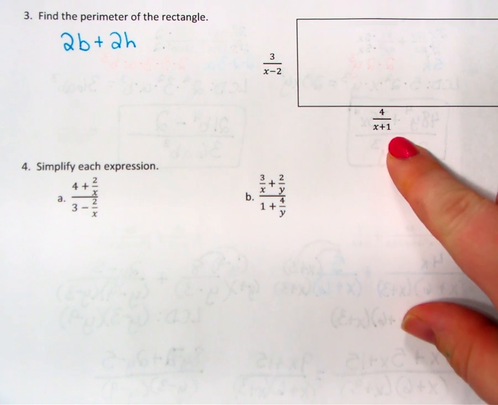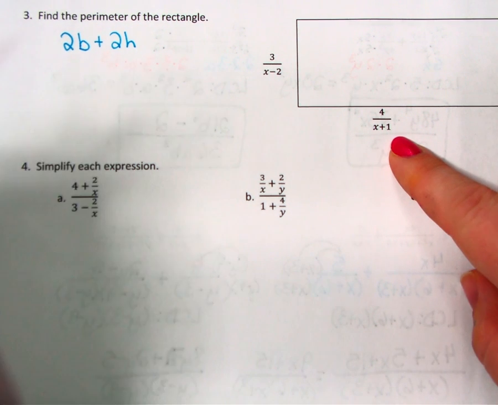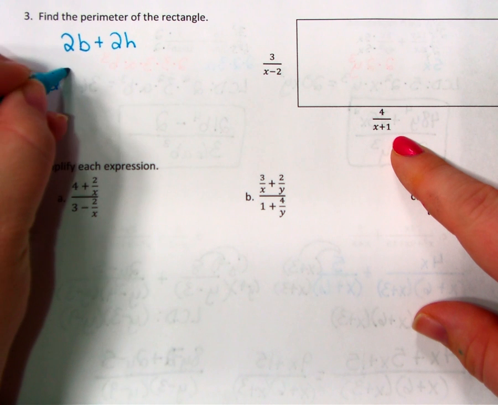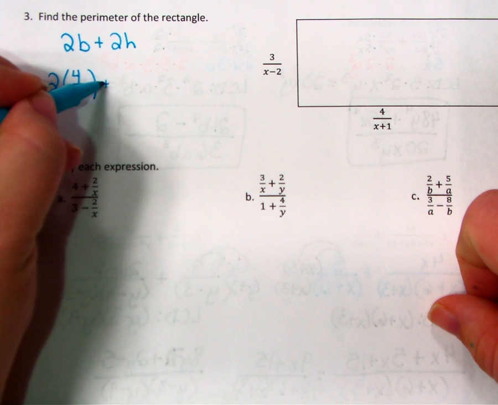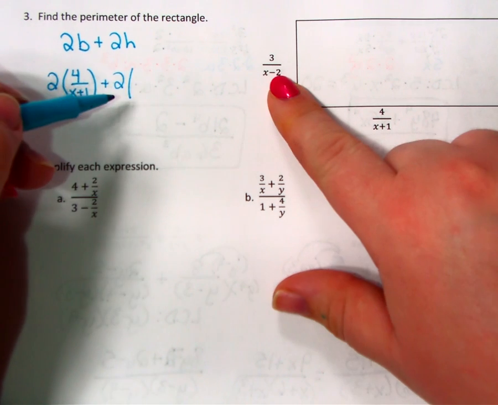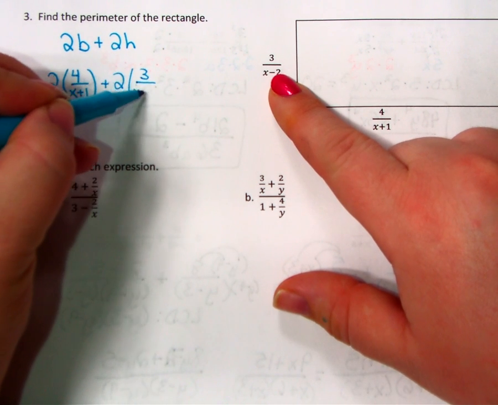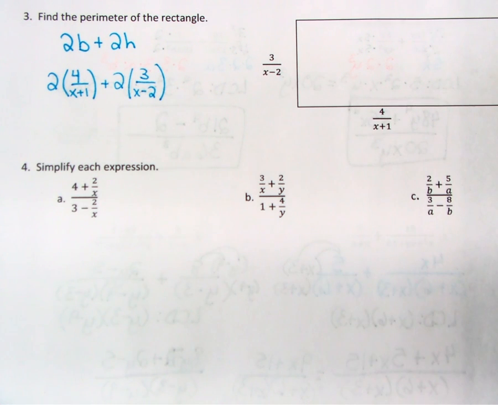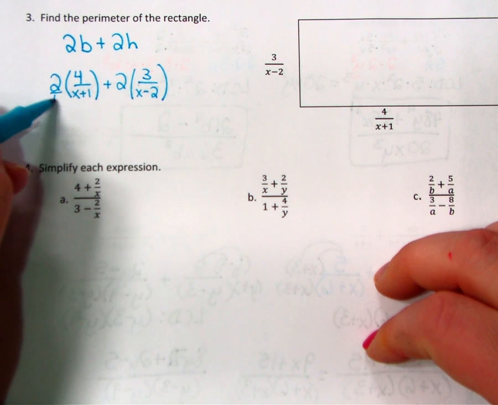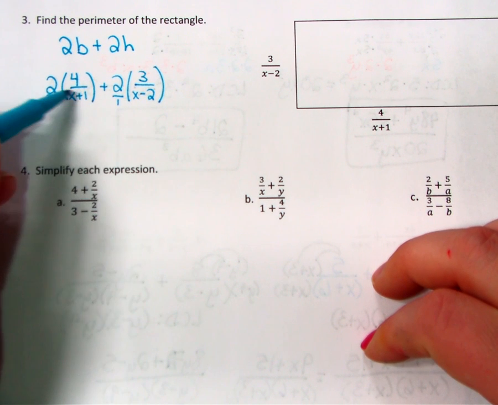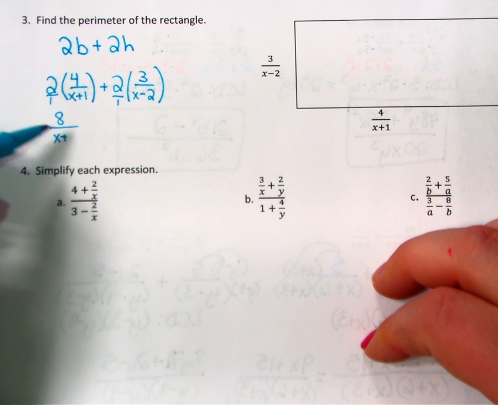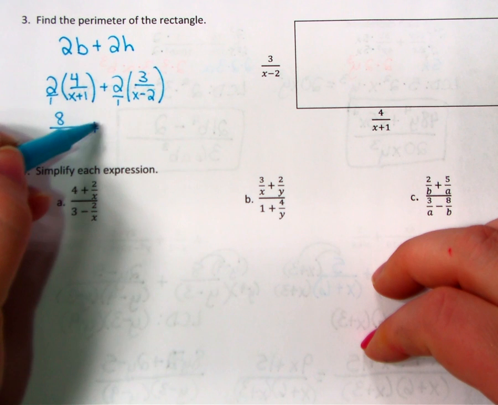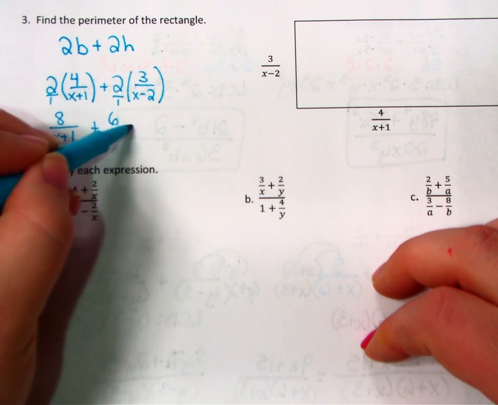So the base here is 4 over x plus 1. So I have 2 times 4 over x plus 1, and 2 times the height, which is 3 over x minus 2. Remember, when we are multiplying, we do not need common denominators. We just multiply the top times the top and the bottom times the bottom. So these two get multiplied together to become 8 over x plus 1, and these two get multiplied together to become 6 over x minus 2.